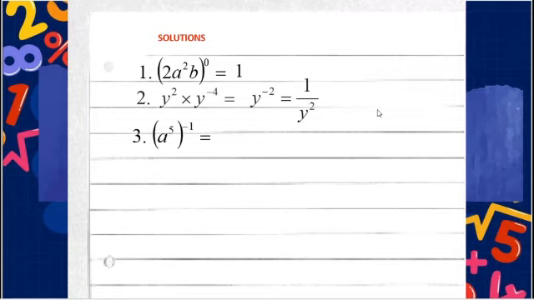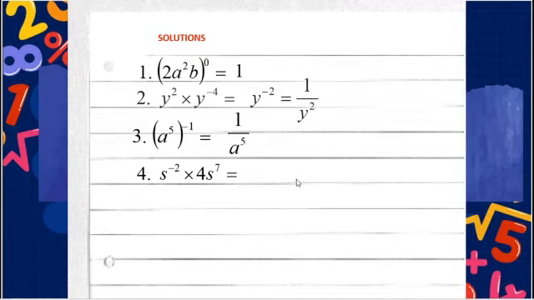Next. Quantity a to the fifth raised to negative 1. So, pwede muna natin i-reciprocal. Kasi nga may negative 1 dito. So, reciprocal, magiging 1 over a to the fifth. So, hindi na nilagay yung 1 kasi 1 na lang siya. Understood na siya.